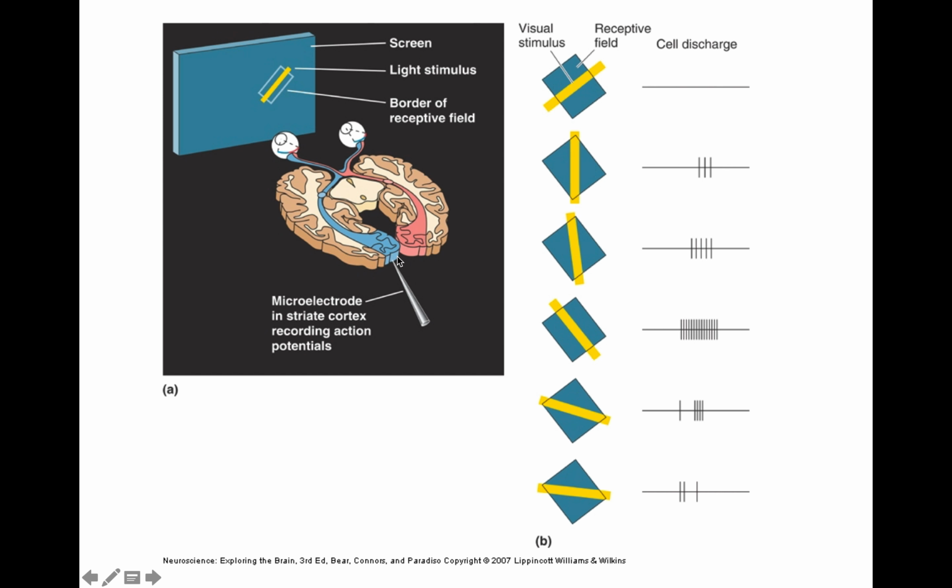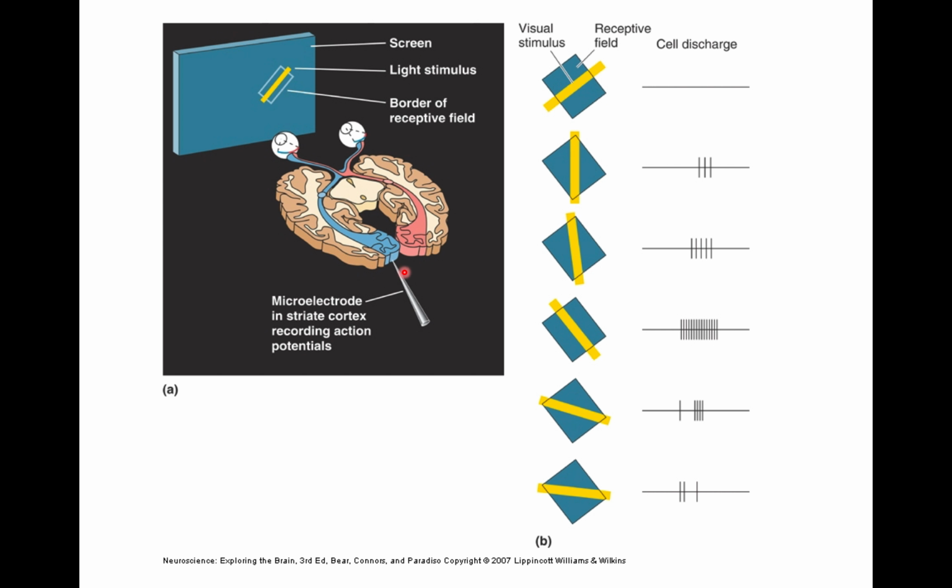We take a microelectrode and plug it into the striate cortex, where we're looking for the visual response. This is a slice of the brain, and we have a bar of light being presented here. Our visual field is all of this, and the bar of light hits a portion of our cortex, and we're recording from this side of the brain. What we're finding is that the receptive field is depicted here as this blue area.